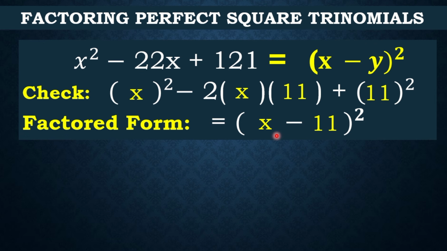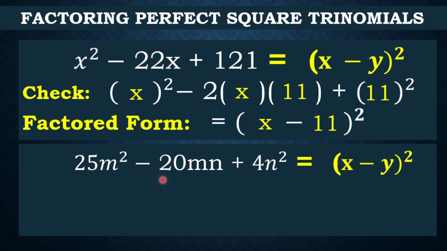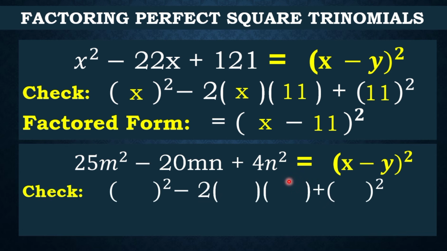Okay. Next. So, I have here 25m squared minus 20mn plus 4n squared. So, since minus ulit to, so minus ang ating factored form. So, check muna natin. Is this a perfect square? Yes, that is 5m. Kasi 5 times 5 is 25. And then, m times m, m squared. Next, is this a perfect square? Yes, that is 2. And then, n, kasi 2 times 2 is 4, n times n is n squared.